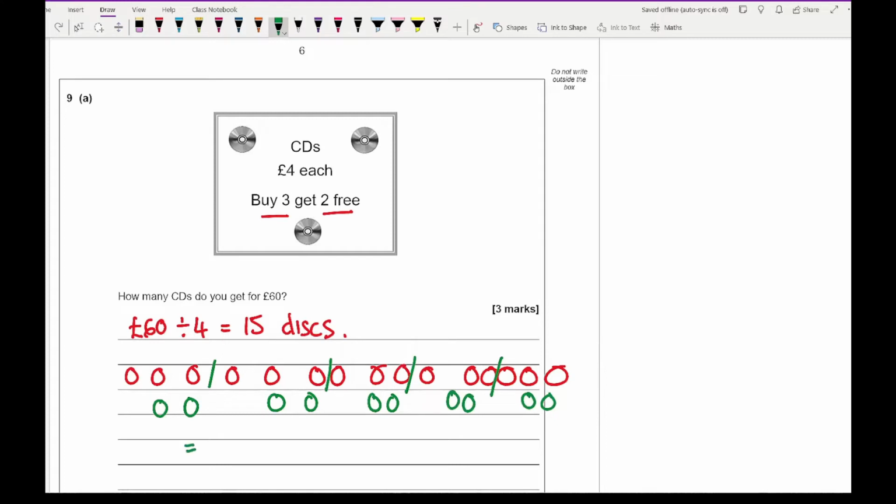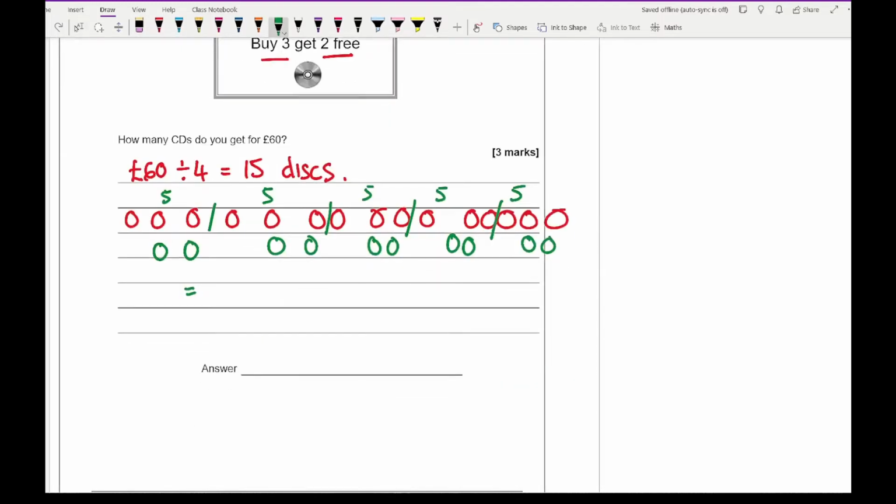So then altogether, how many do I get? Well, I'm getting 5, 10, 15, 20, 25. So the answer then is going to be 25 discs.